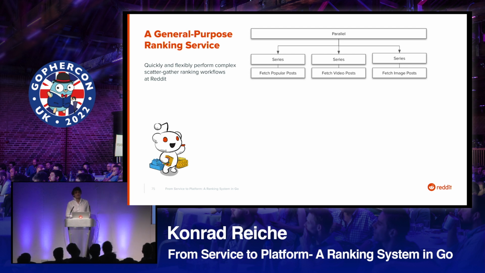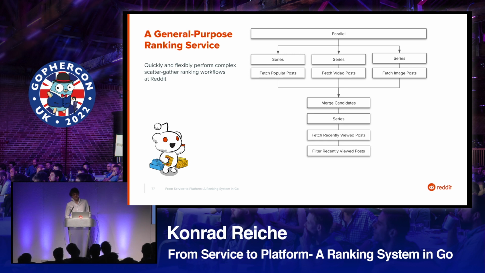This way, we take care of executing Go code concurrently and correctly so that developers can focus on the business logic, the details of the ranking algorithm itself. And so this way, a whole ranking pipeline can be pieced together.